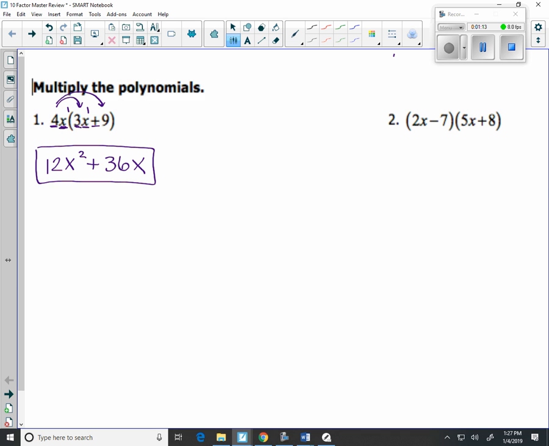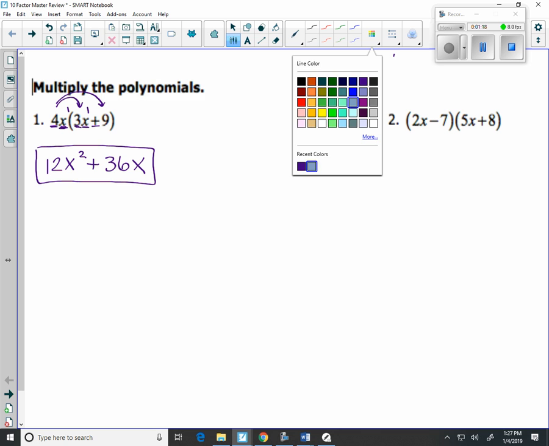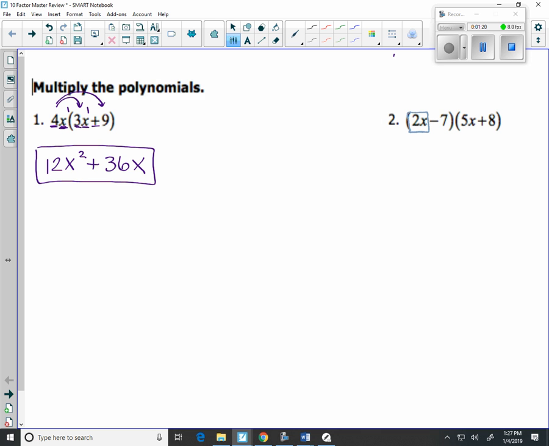For number 2 here, we're going to double distribute. So the first thing we're going to do is I'm going to section it off a little bit. I'm going to take the 2x and I'm going to multiply with everything in the other set of parentheses. 2x times 5x. So 2 times 5 is 10. X times x is x squared. 2 times positive 8, so I'm going to put a plus in the middle because it's positive. 2 times 8 is 16. I have x and no x, so I need an x there.